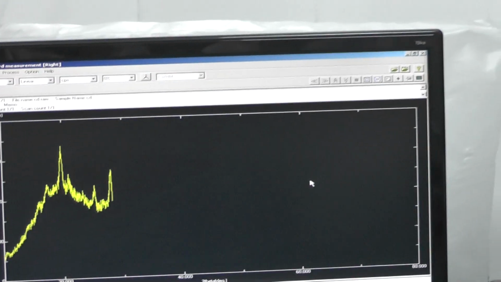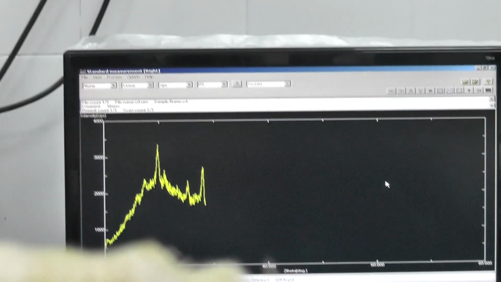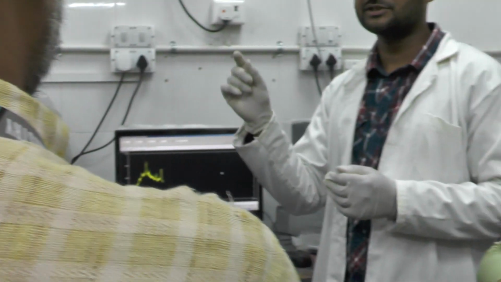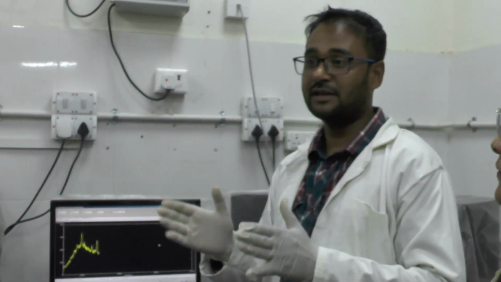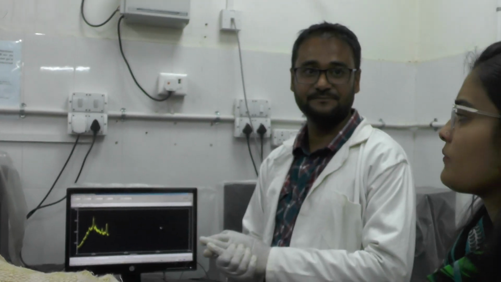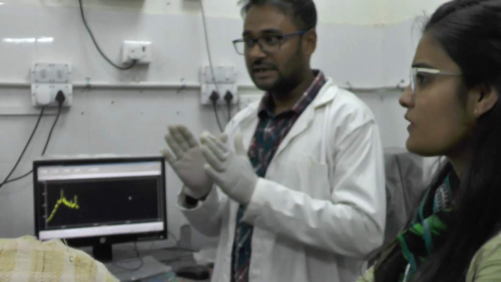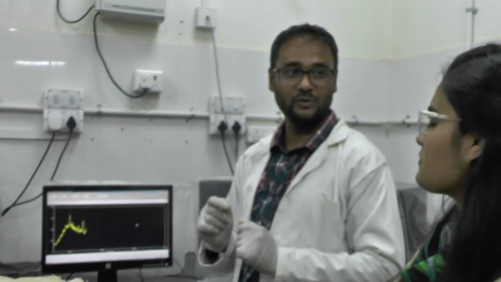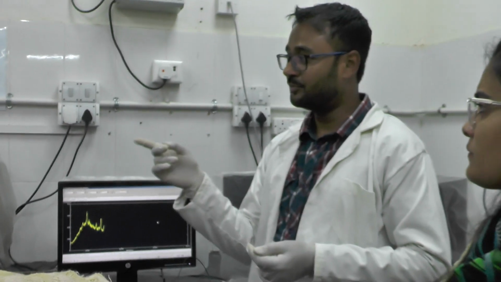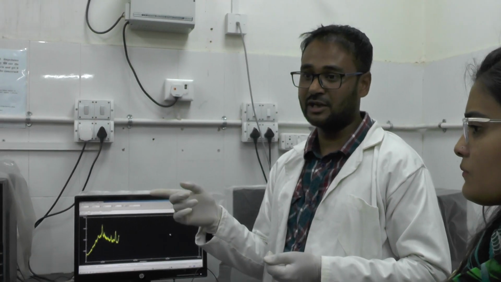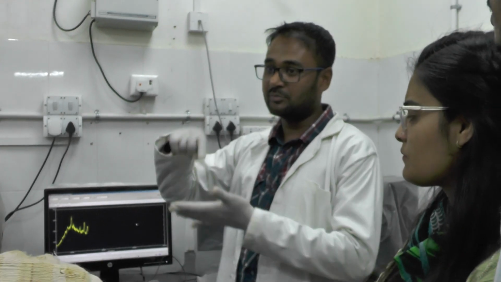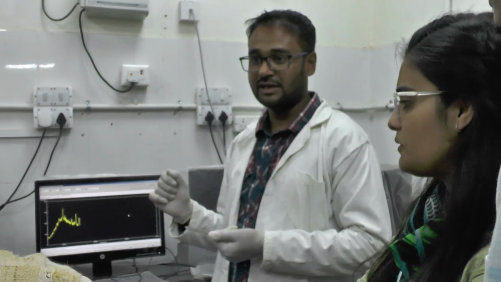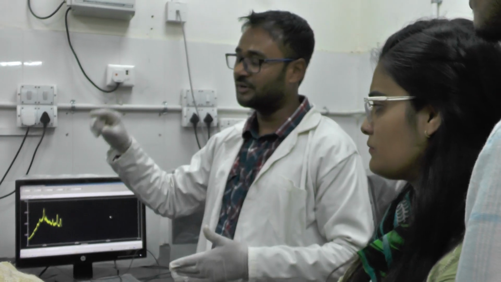Sir, can you tell how you will calculate the particle size using XRD? She's asking a very good question. She is asking how to calculate the crystallite size. Particle size, no. In case of TEM analysis, we find the particle size. With XRD, we find crystallite size. Because you know Bragg's law, right? 2d sin theta equals n lambda, where n must be an integer: 1, 2, 3. When Bragg's law is fully satisfied, we get a diffraction pattern.